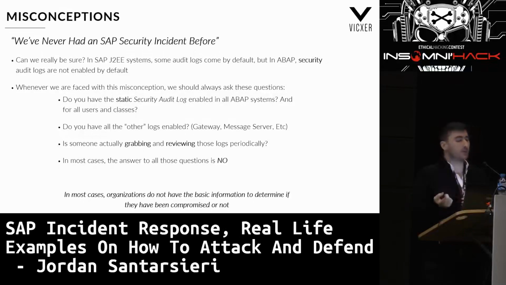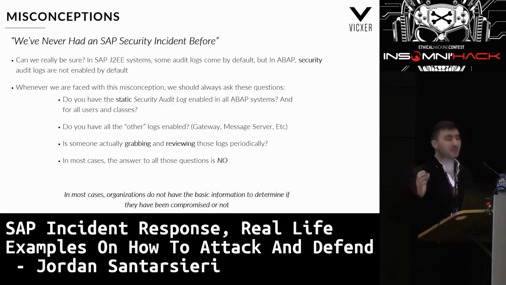So whenever you hear that misconception, you need to ask the customer or the stakeholders in your company, okay, but do you have the security audit log enabled? Is that log enabled in all of our SAP systems, for all the users, for all the important filters that SAP has? I guarantee that when you ask that question, because I have seen it on my projects, in 90% of the cases, the answer is no. That thing is not enabled.